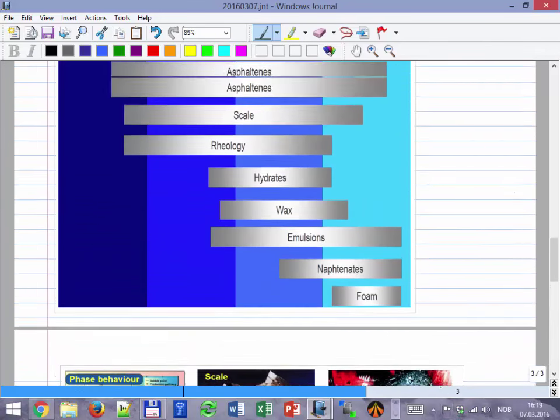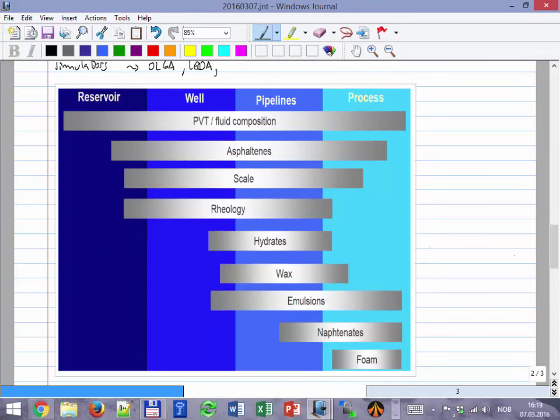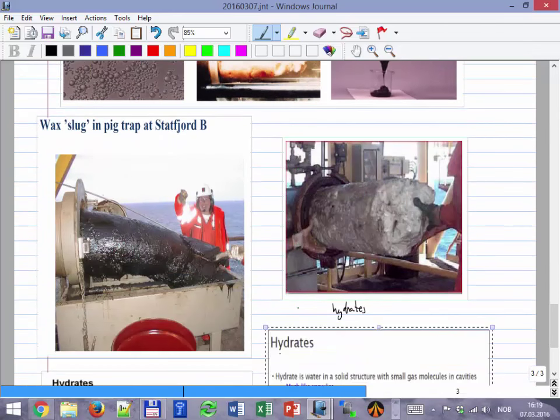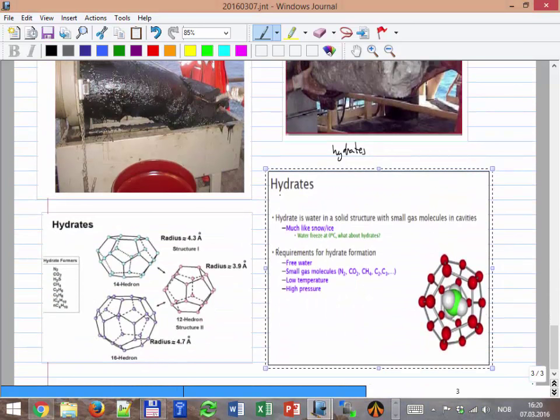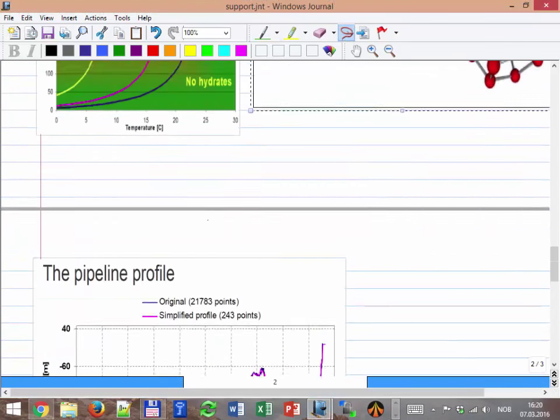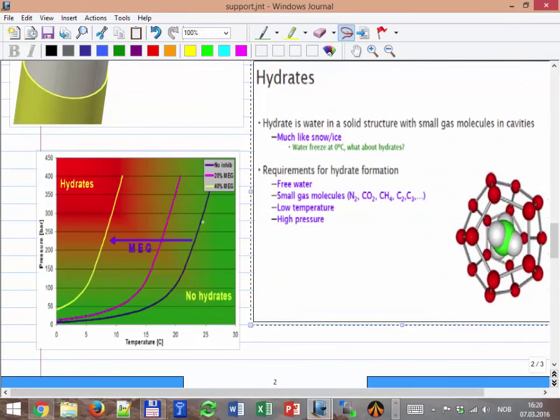What else did we have? Forgot to mention foam. Well, you see what a foam is? It's an emulsion, but it's a gas and liquid emulsion. Hydrates, yeah. I think we covered most of them. So, yeah, what are the solutions basically with all of these issues, with all of these problems?